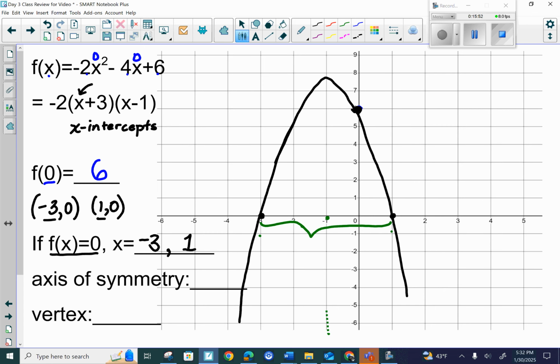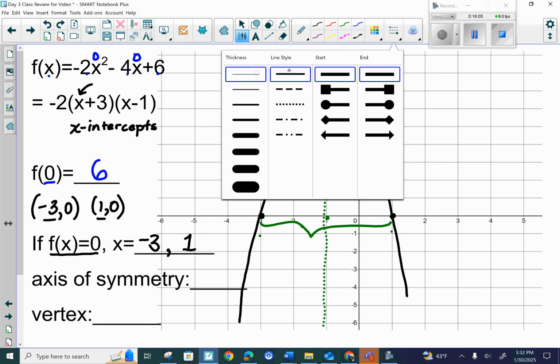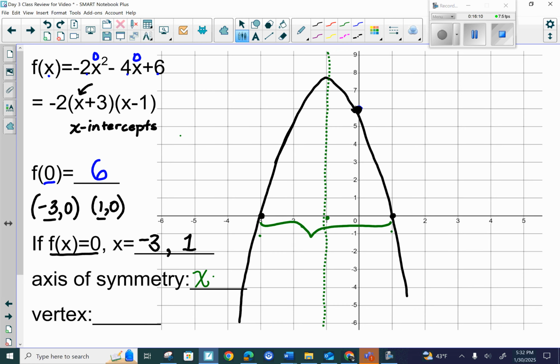So I can draw my axis of symmetry right there through -1. We write the full equation for this to be x equals -1. This is a line, and the x value never changes. The x value for that line of symmetry is always steady at -1 here. So we say x equals -1.